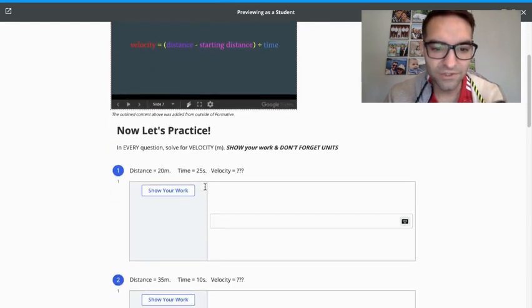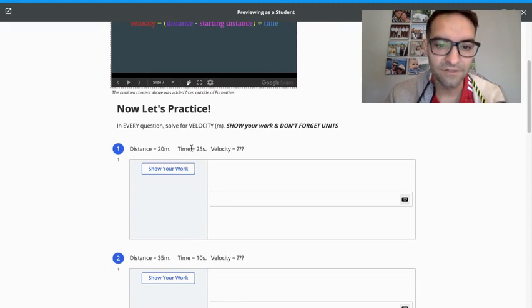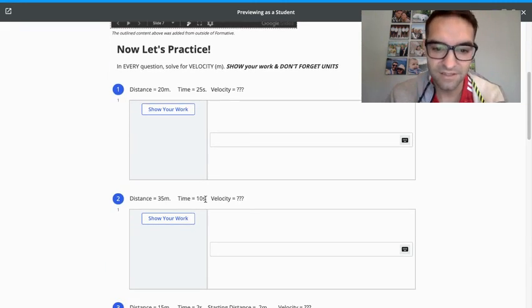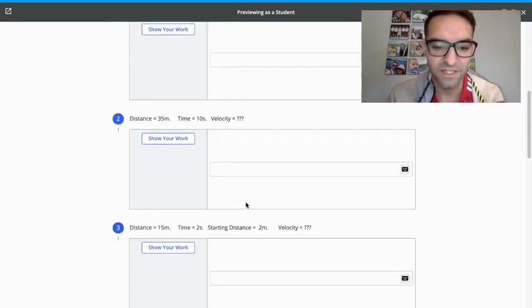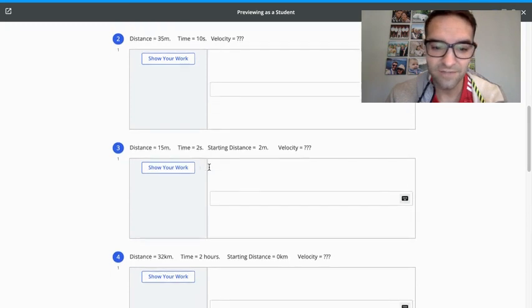Okay, now it's your turn to practice. So just kind of quickly paying attention to the units. Meters, second, velocity would be meters per second. Meters, seconds, velocity will be meters per second. Starting distance is in there, so don't forget that one.